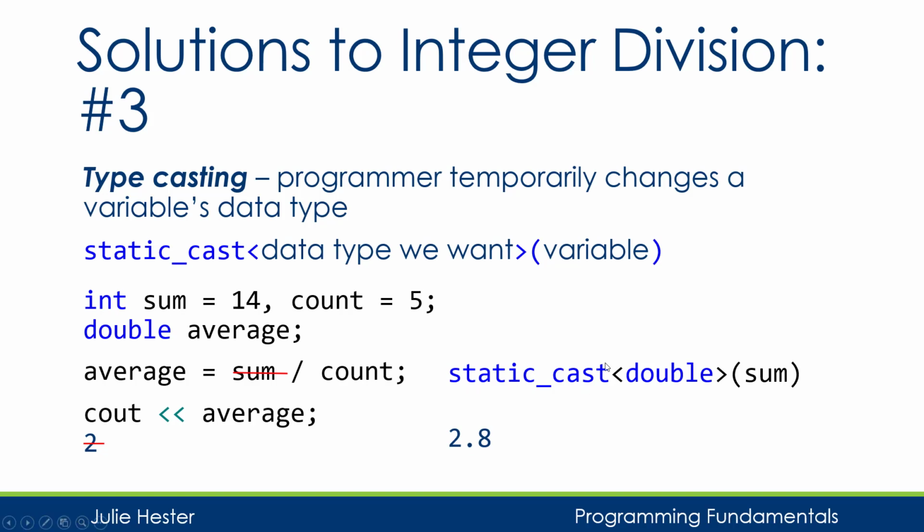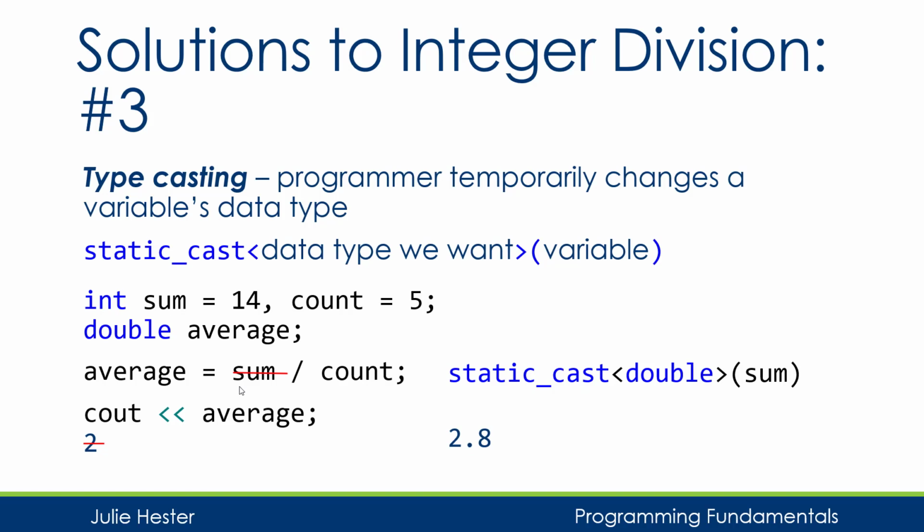Now, if I put that in place of where I had sum in this expression, and I have the static cast divided by the integer count, now the integer count will be promoted to a double. I'll do floating point division, a double divided by a double, and then I'm going to store it in a double. Everything will be great, and now instead of getting a result of 2, I get the correct answer of 2.8. So this is a way that's always going to work for you if you use static cast.